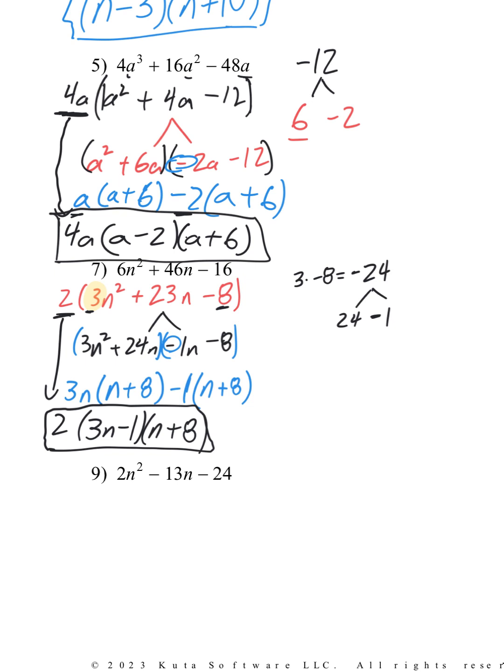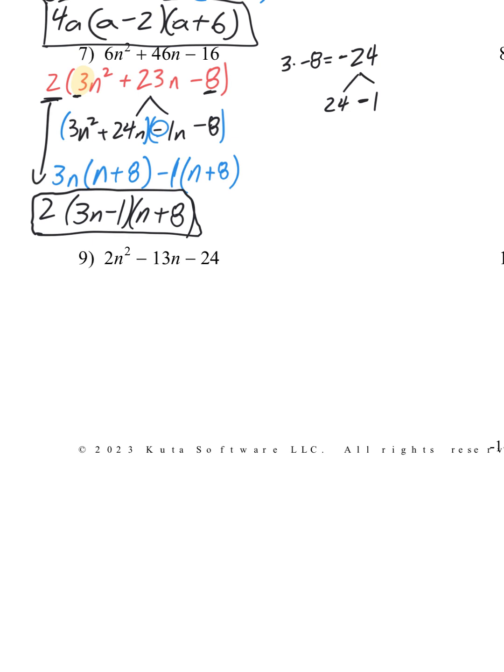Take a second, guys. I want you to try number 9 the same way. Pause this video and I'll show you the answer after you finish. Okay, so here is your answer for number 9. You should have multiplied 2 and negative 24 to get negative 48, and you would have broken that down into negative 16 and 3. From there, set up your grouping, take out the GCFs, and you should be left with 2n plus 3 and n minus 8.